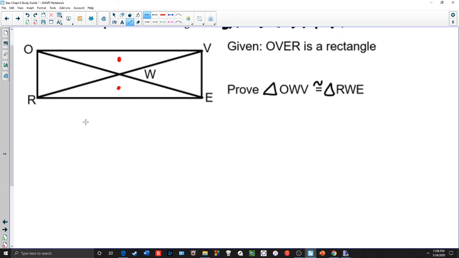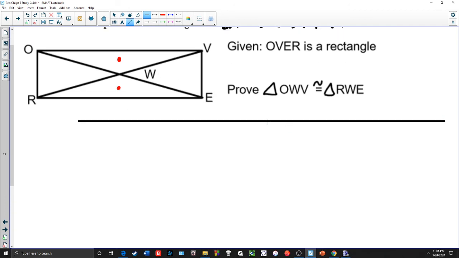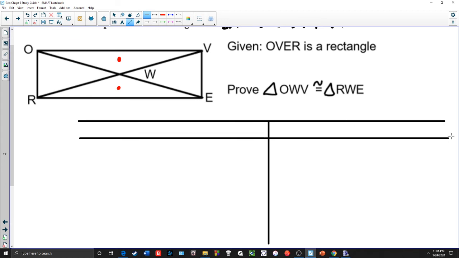So let's go ahead and make our 2 columns here. So we have 1 column, 2 columns. Our given goes first, and then we'll give ourselves just a few lines here.